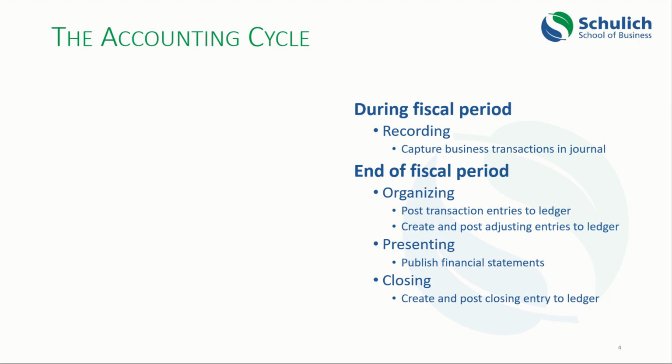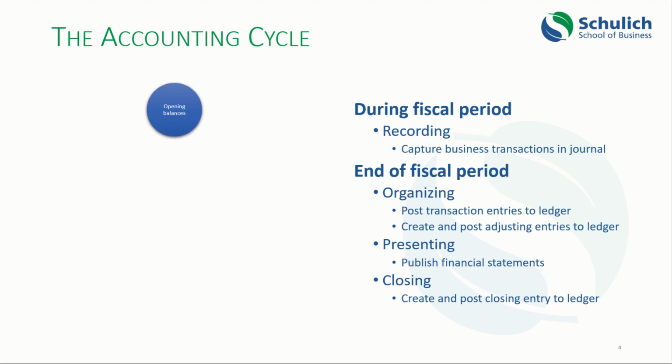But first, let's just recall the sequence of activities that we talked about in the bookkeeping video. We talked about recording, organizing, and presenting accounting information. You can see those activities listed here. We also have one additional procedure to consider now, closing the fiscal period. This is just a brief technical procedure that is completely internal to the accounting system, and I'll describe it in a minute.